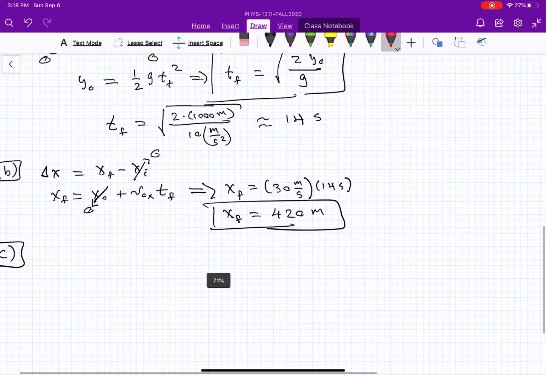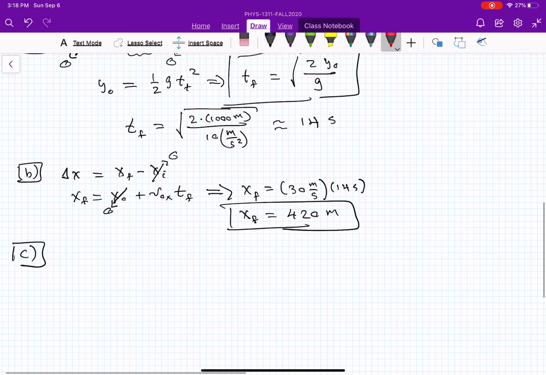So obviously the equations to use are the equations that tell us what the velocity is as a function of time. So I know Vx is equal to V0x for all time, right? Because the acceleration in the x direction is 0. So that one was easy. So this is just 30 meters per second.